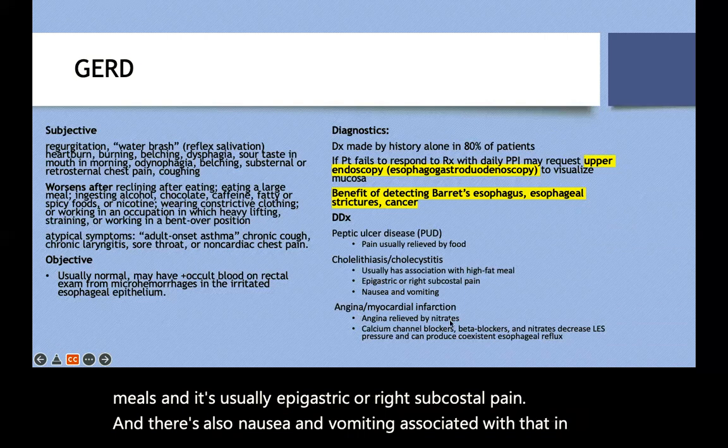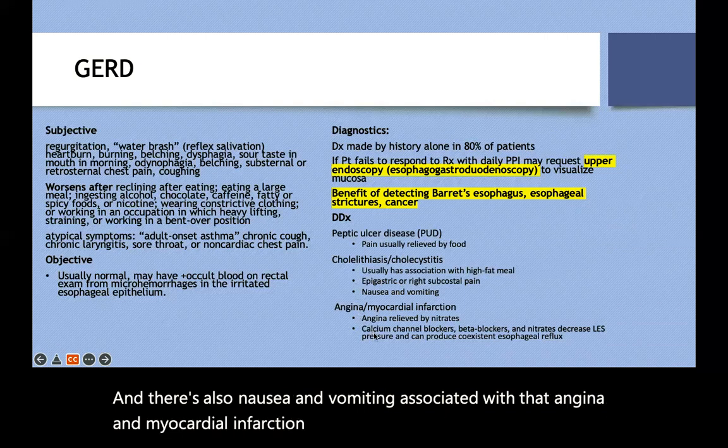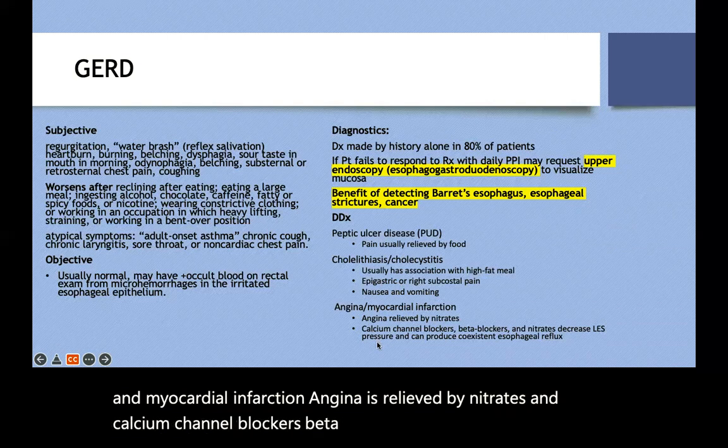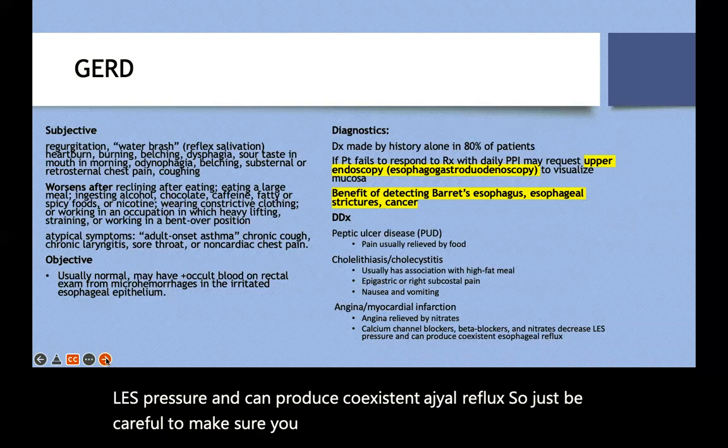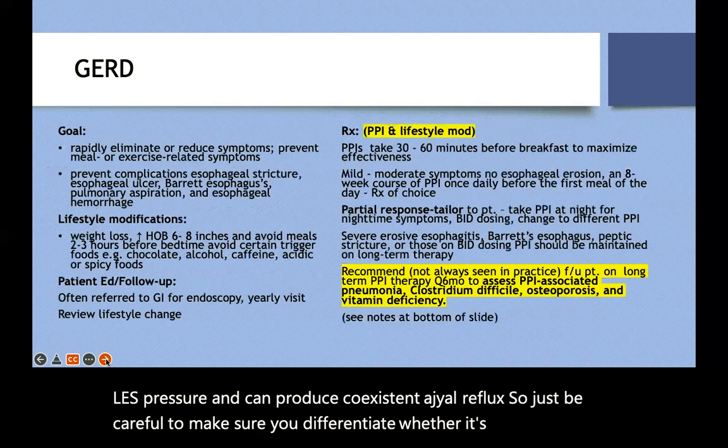Angina and myocardial infarction: angina is relieved by nitrates, and calcium channel blockers, beta blockers, and nitrates decrease the LES pressure and can produce coexistent esophageal reflux. So just be careful to make sure you differentiate whether it's GERD versus angina.